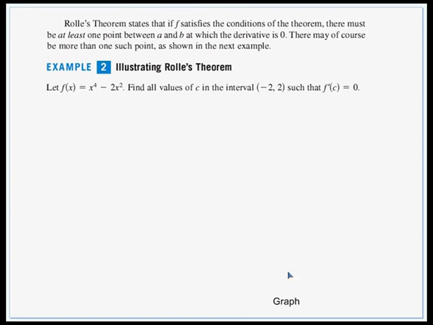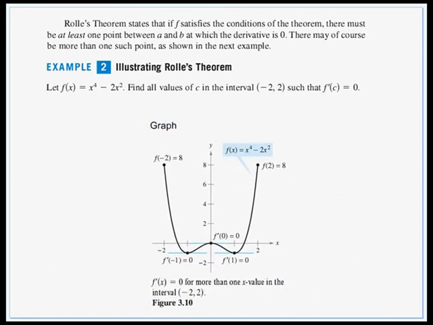And for example 2, here's the graph to go with it. The first thing we did was check the endpoints. F of -2 was 8. F of 2 was also 8. So we know we can apply Rolle's theorem. We took the derivative, set the derivative equal to 0 to find the horizontal tangent lines. That occurred at -1, at 0, and at positive 1.